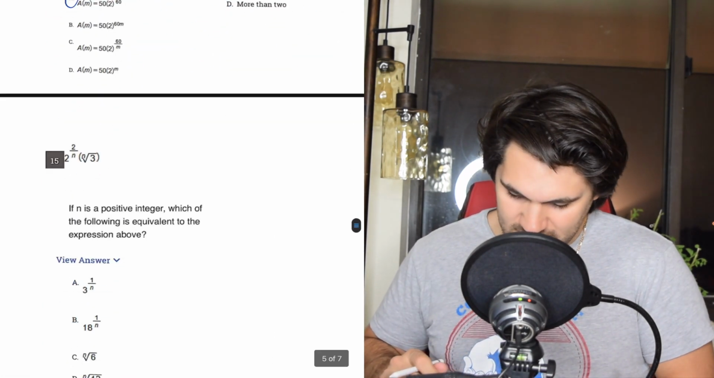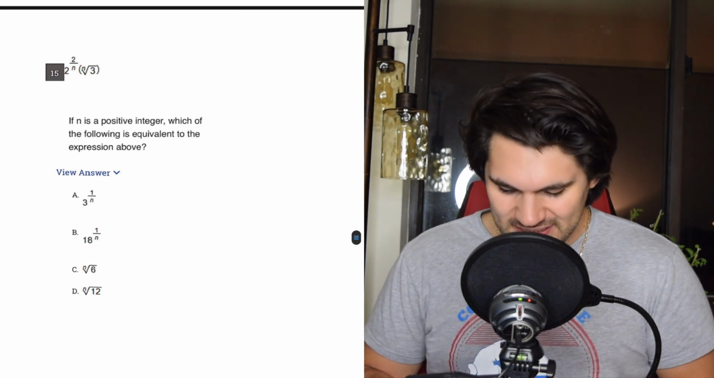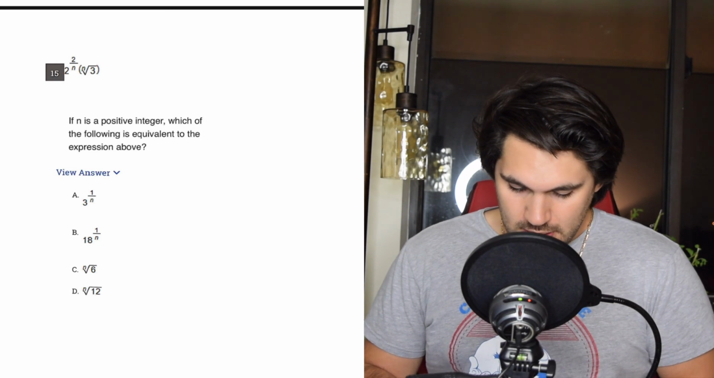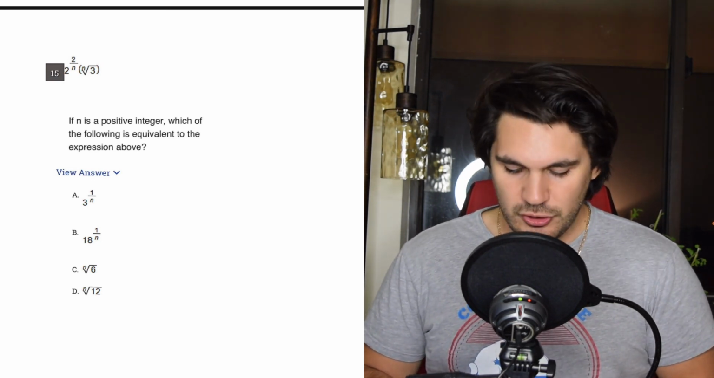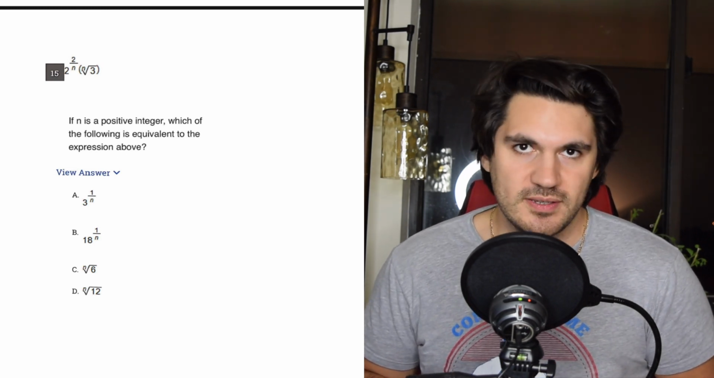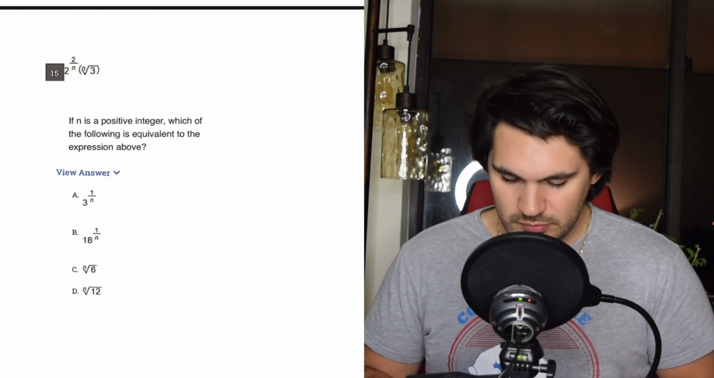Number 15. Oh, number 15 is fun. If n is a positive integer, which of the following is equivalent to the expression above? Few ways you could do this. You could use substitution and plug a value in for n, get an answer, plug that same value into the answer choices and see which one gives you the same answer. Or we could do this algebraically.